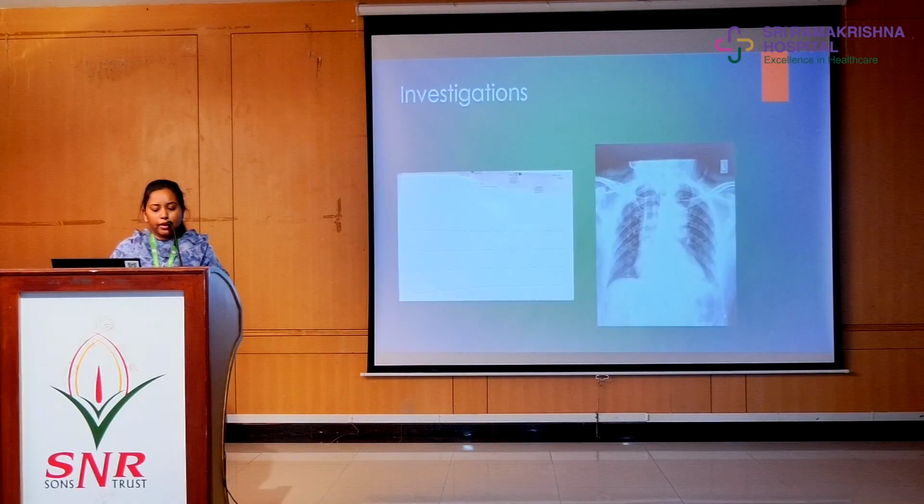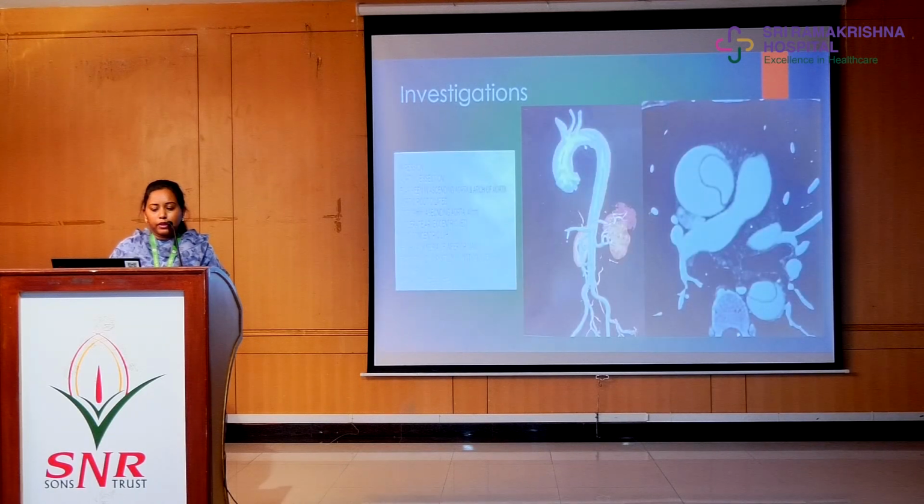So this was the ECG, with the inferior wall changes. The chest radiograph showed typical mediastinal widening with abnormal aortic contour. This was the CT aortogram involving the arch vessels also, with the true and false lumen.